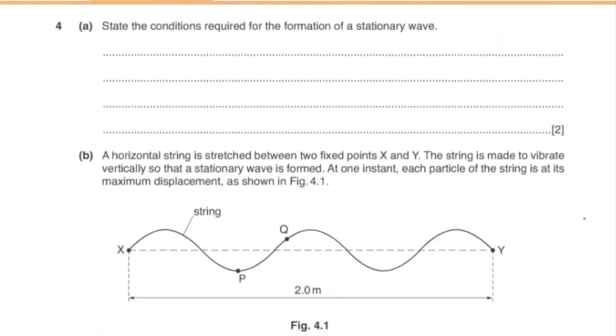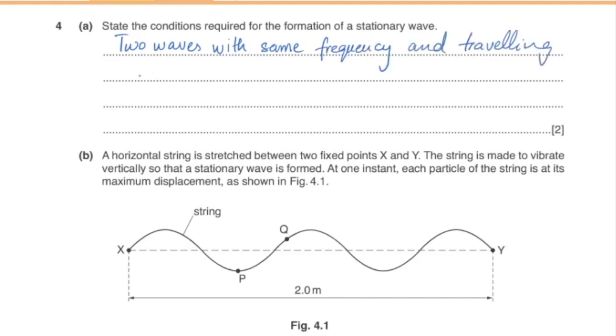Question number 4, part A, state the conditions required for the formation of a stationary wave. So for a stationary wave to form, we need to have two incoming waves that are traveling in opposite directions, and they must have the same wavelength or frequency, and those two waves must overlap each other. So two waves with the same frequency and traveling in opposite directions must overlap.